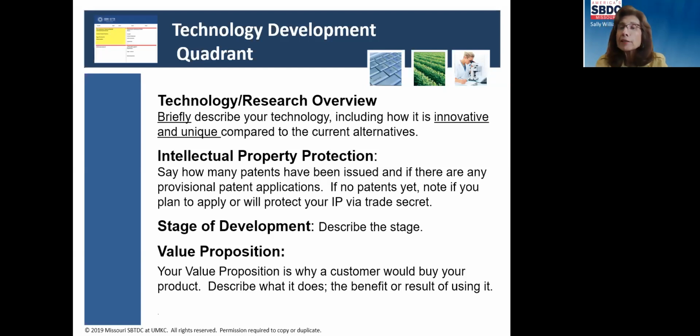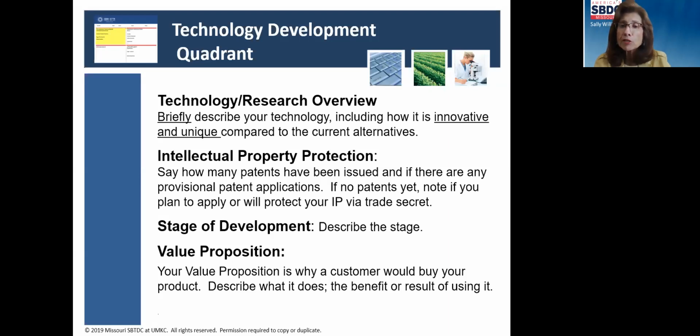On the intellectual property part, all you have to do is say how many patents you have, or if you have a provisional patent application submitted. If you don't have any yet, just note that you plan to apply, or if you're not going to apply for a patent and you plan to protect your IP by trade secret, then note that. But it's basically a very simple answer.